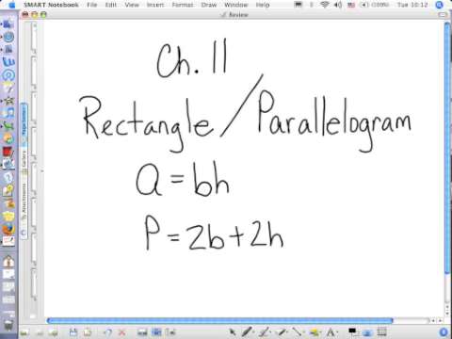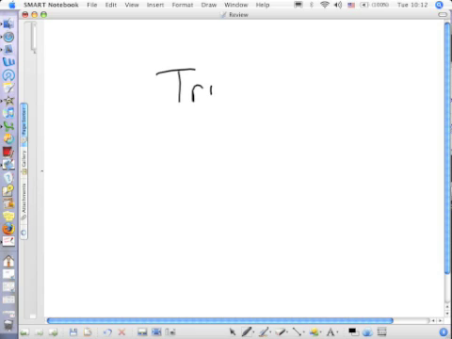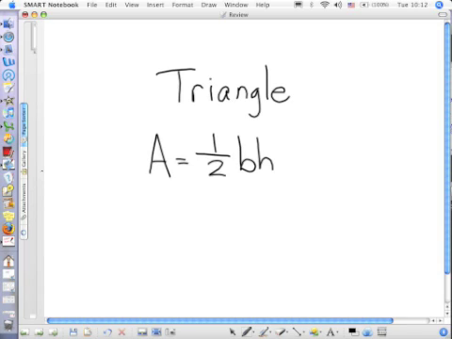All right, what's another shape we dealt with? A triangle. What's the area of a triangle? How do you find the perimeter of a triangle? Very good. And if you know that it's an equilateral triangle and you're given the perimeter, how do you find the measure of a side? You just divide by 3. Very good.